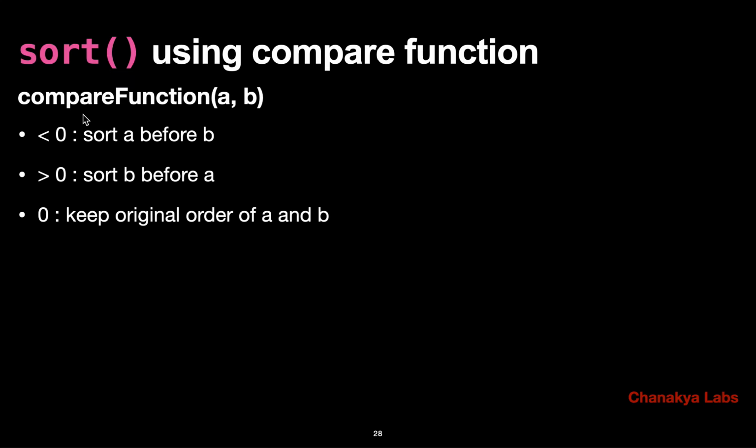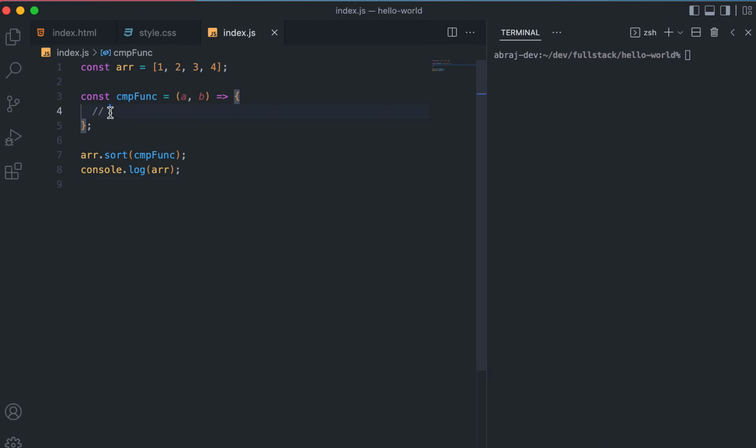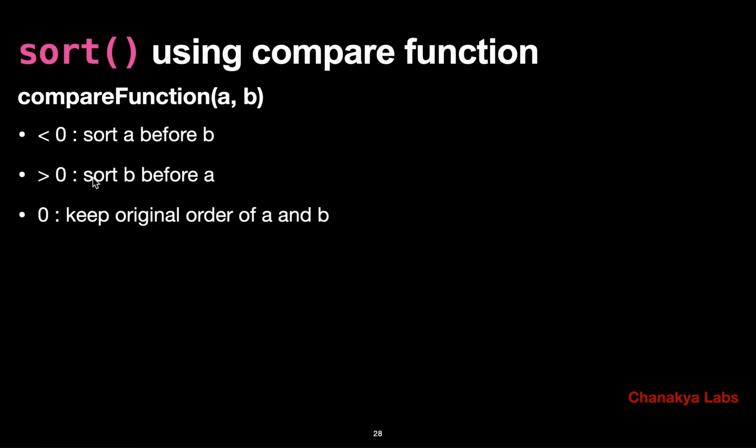If you return any value which is less than 0, a negative value, then you are saying that a should come before b. If you return a value from this function which is greater than 0, then you are saying to sort b before a, which means a is bigger. Here I am saying that b is bigger. And if you return 0, then you are saying keep the original order, it doesn't matter.